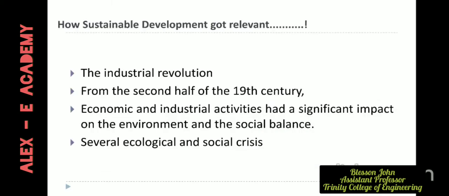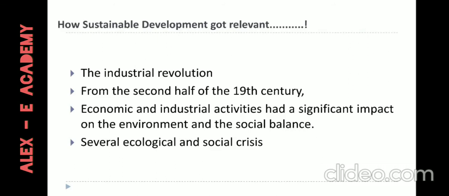How did sustainable development become relevant? As we can see, I have listed a few things. The industrial revolution, with the increase in engineering applications, especially from the second half of the 19th century. Then people began understanding that economic and industrial activities had a significant impact on the environment and social balance. And then the occurrence of several ecological and social crises, especially during this 19th century. All these resulted in a place where sustainable development became relevant as such.